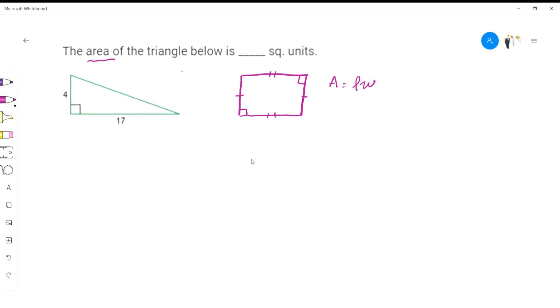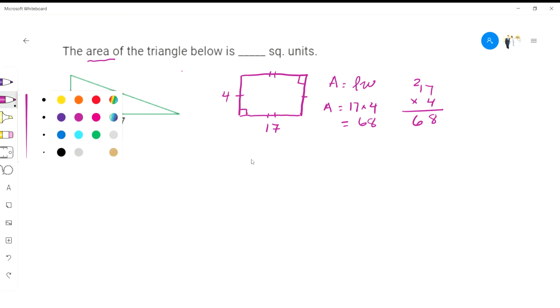So let's say that the length is 17 and the width is 4. So if we were to plug this in, we would do area equals 17 times 4. I don't know what that is off the top of my head, so I will work it out. You can do this on a calculator, you can do this on paper. So 4 times 7 is 28, and then 4 times 1 is 4, plus 2 is 6. So the area is 68.